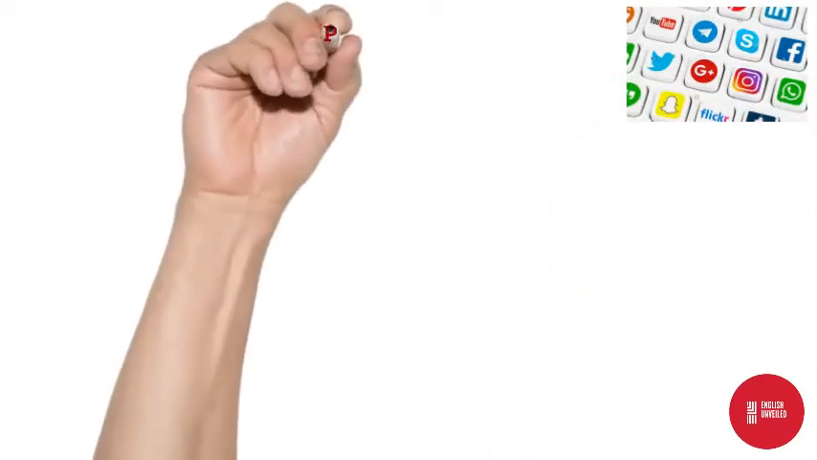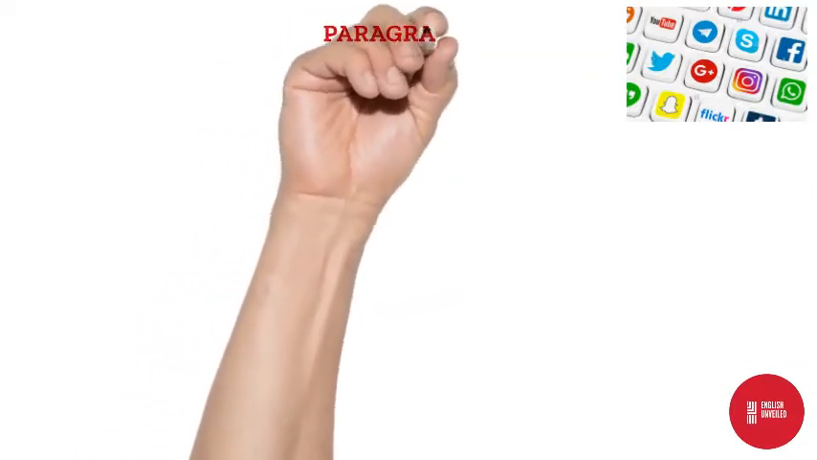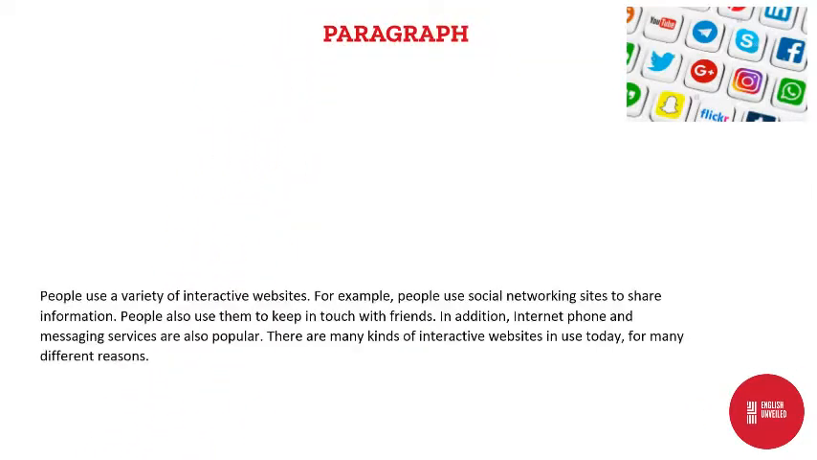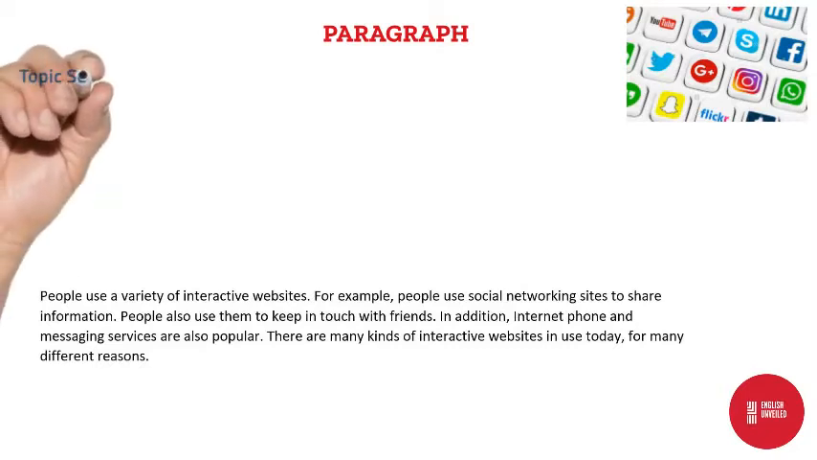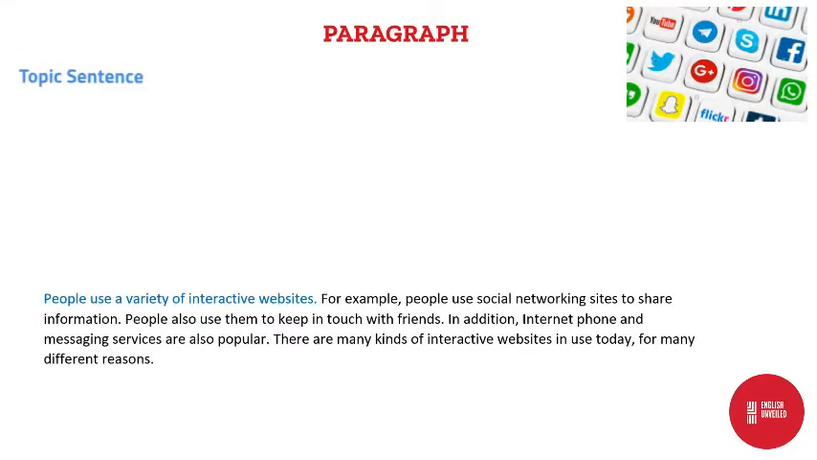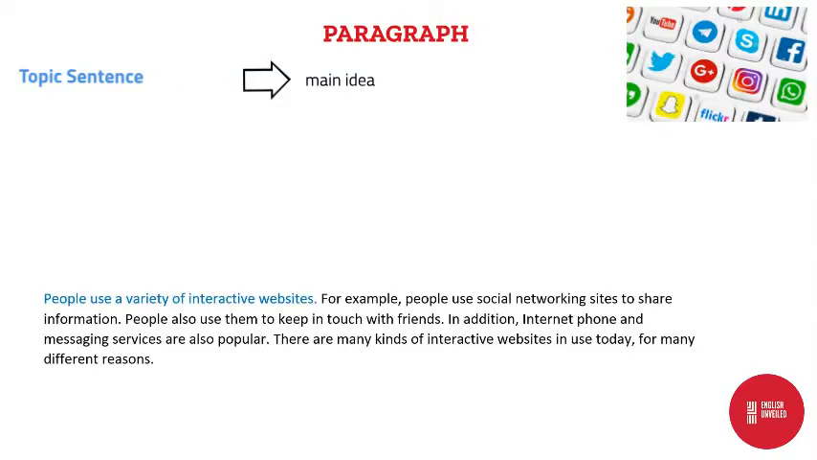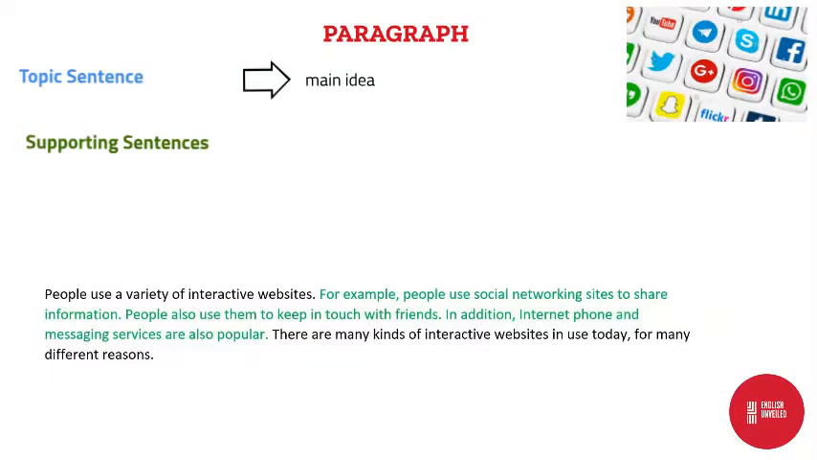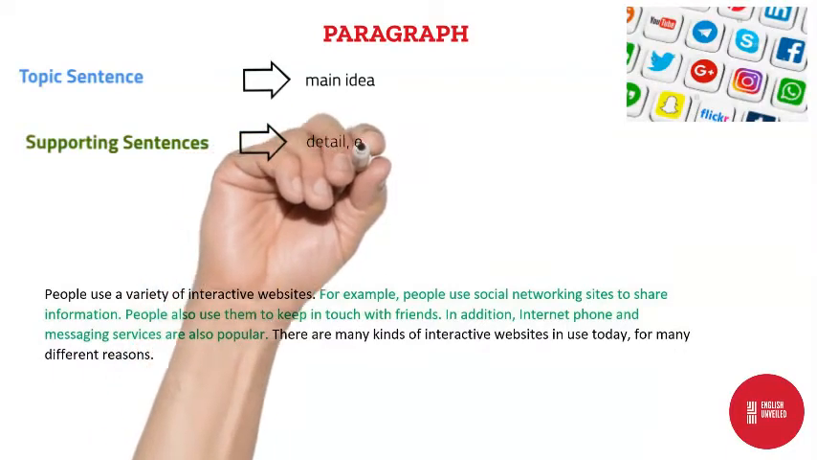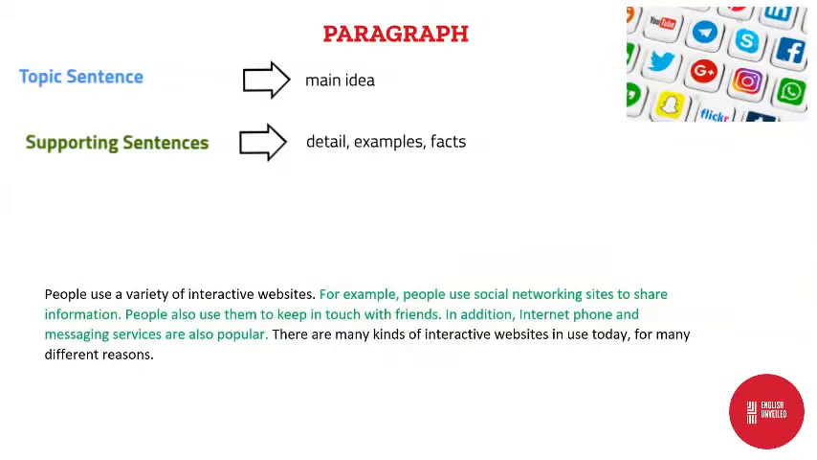In academic writing, people usually use paragraphs. A paragraph usually starts with a topic sentence. The topic sentence states the main idea of the paragraph. There are also supporting sentences. They give more information, such as details, examples, or facts to support the main idea.